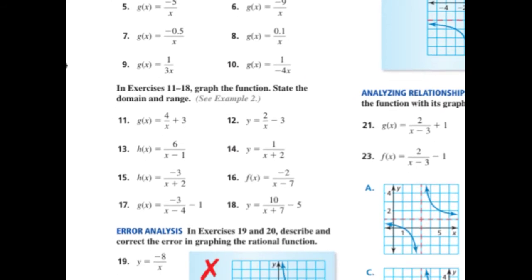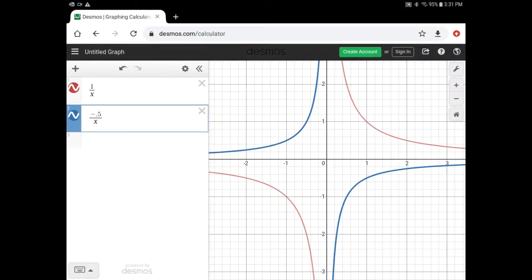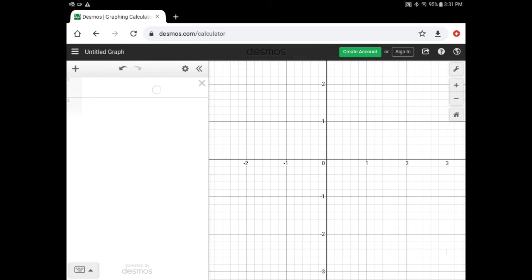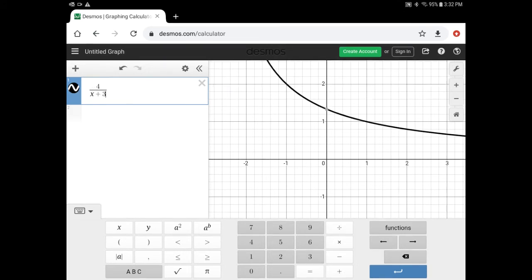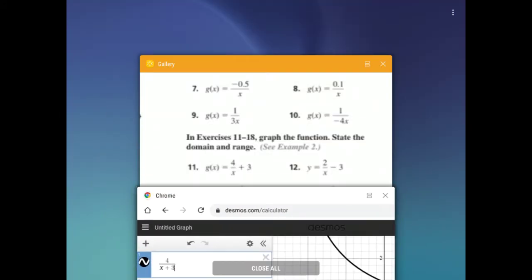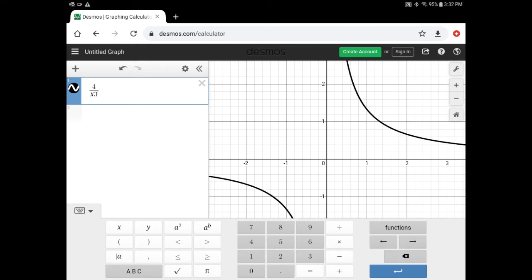Then okay, 4 over x, number 11 here, 4 over x plus 3. So let me get rid of these. So your first graph is 4 over x plus 3. Does it stay inside? No, it's outside. So this is that graph.